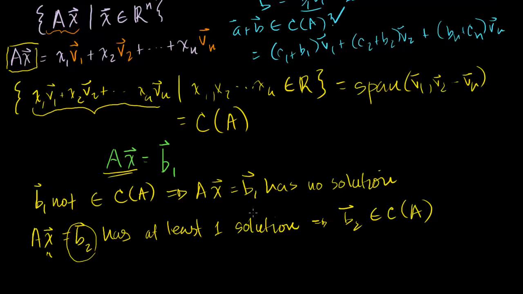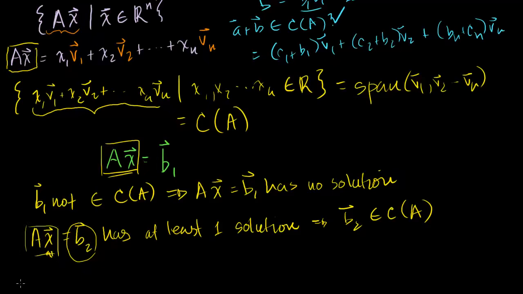Some of this stuff, on some level, is almost obvious. This comes out of the definition of the column space. The column space is all of the linear combinations of the column vectors, which another interpretation is all of the values that Ax can take on. So if I try to set Ax to some value that it can't take on, clearly I'm not going to have some solution. If I am able to find some x value where Ax is equal to b2, then b2 definitely is one of the values that Ax can take on.